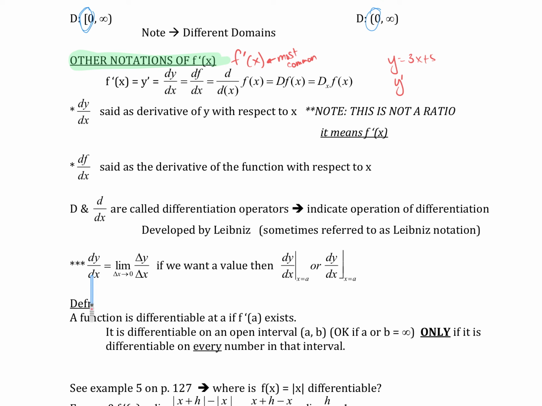All right. So when we say dy dx, we are saying the limit as delta x goes to 0, right, of the change in y over the change in x. So this gives me the instantaneous rate of change. Now, if we want it at a specific value, we can say dy dx at x equals a like this. You'll see that your calculators present it that way.